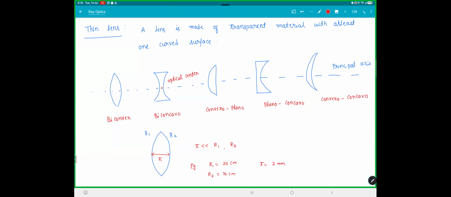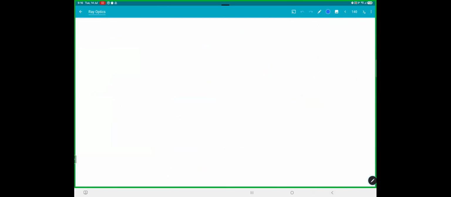Clear this. Clear? Next thing. So that's one thing about a lens. So we talk about only thin lenses in this case. Next thing, what is a focus?